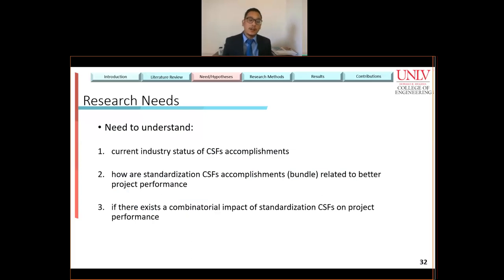This brings me to the research needs, and there are 3. First, the industry needs to understand the current industry status of CSF accomplishments based on both degree of accomplishment and timing of accomplishment. Second, there is a need to understand how standardization CSF accomplishments are related to better project performance. Industry needs to understand how accomplishing more CSFs impacts the project performance. If industry knows accomplishing more CSFs improves project performance, they will try to accomplish more CSFs. And finally, there is a need to understand if there exists a combinatorial impact of standardization CSFs on project performance. Construction projects are complex. Combination of CSFs may have a high impact on project performance, and we need to understand that.